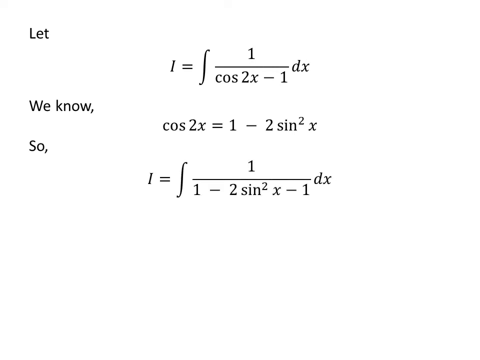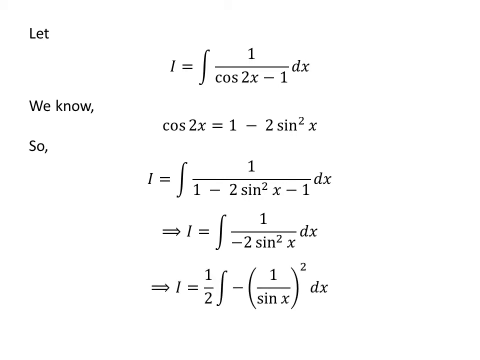So I replaced cosine of 2 times x in the above integrand with 1 minus 2 times the square of sine of x. 1 and minus 1 cancel out, so we are left with the integration of 1 upon minus 2 times the square of sine of x with respect to x.